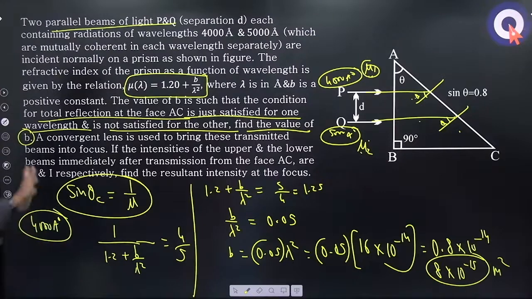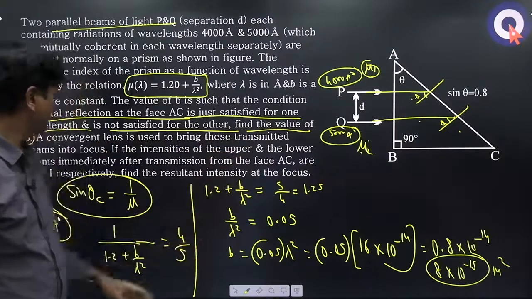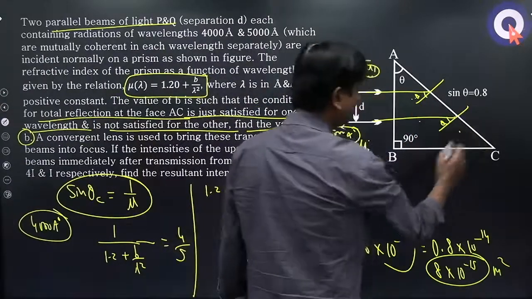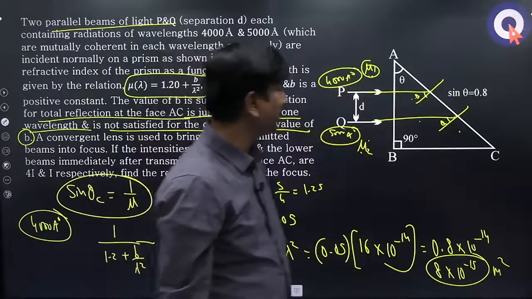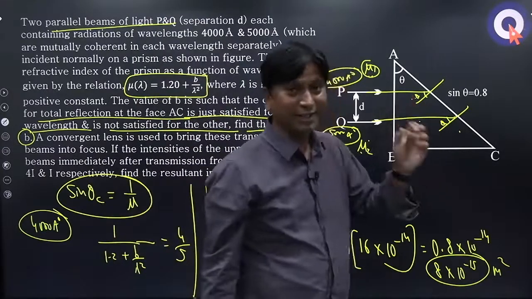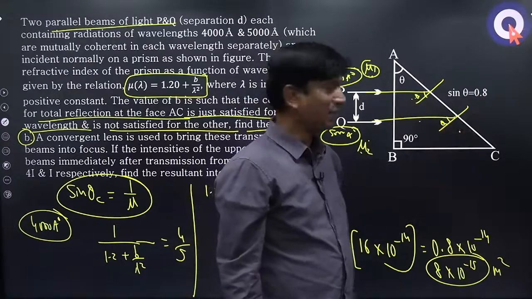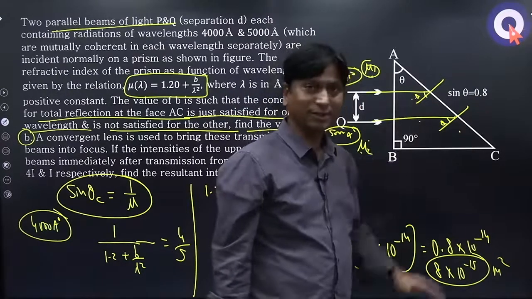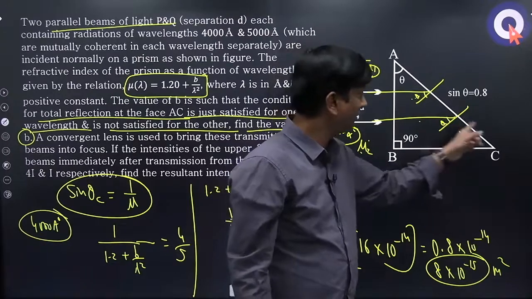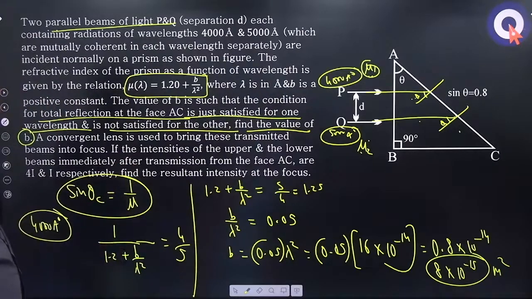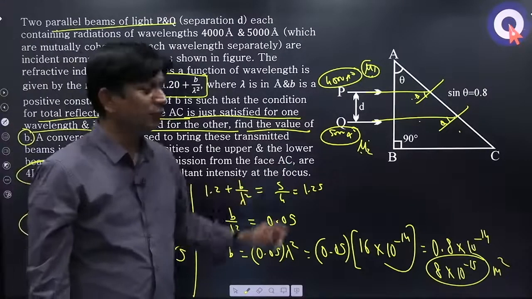Next, second bit: a convergent lens is used to bring these transmitted beams into focus. Again, they are asking about transmitted. Transmitted means you have to take a condition that this is slightly less than the critical angle. Earlier you took slightly more than the critical angle, so slightly less, then only it will transmit, right or not? So assuming that it is going to transmit, and here also it is going to transmit. If the intensities of the upper and lower beams immediately after transmission from the phase ACR are 4I and I respectively, find the resultant intensity at the focus.